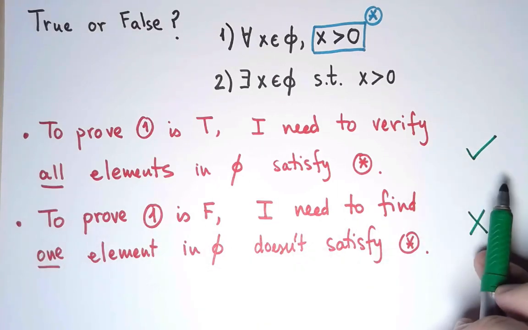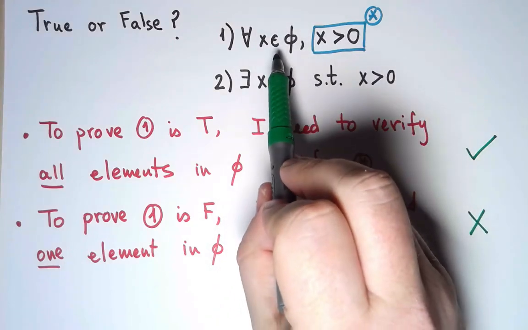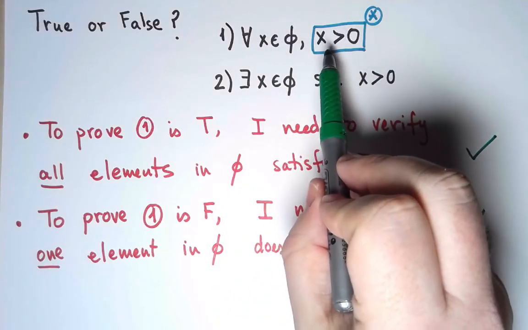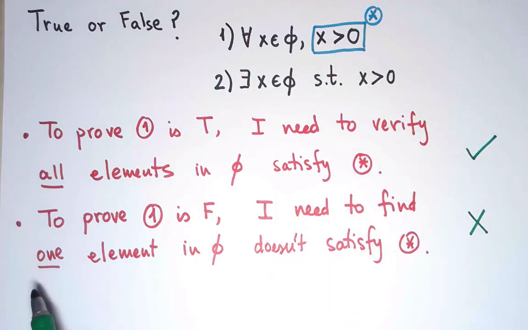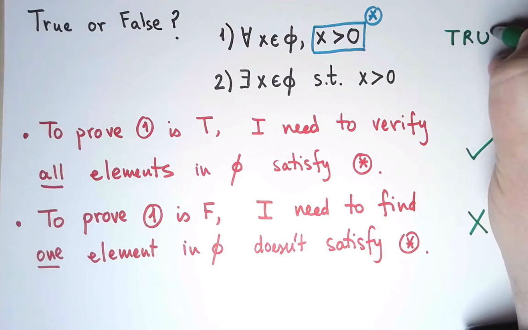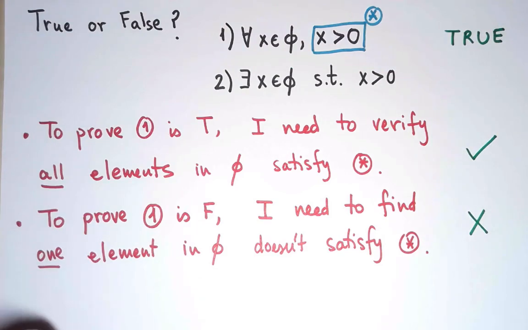I can prove it's true because I can check all the elements in the empty set. There is nothing to check, and all of them satisfy that. Since there is nothing to check, I'm done. But I cannot find one element in the empty set with that condition, because I cannot find one element to begin with. So this is good. We are able to prove it's true, and we are not able to prove it's false. So those two things are compatible. Good. And therefore, the first statement is true.